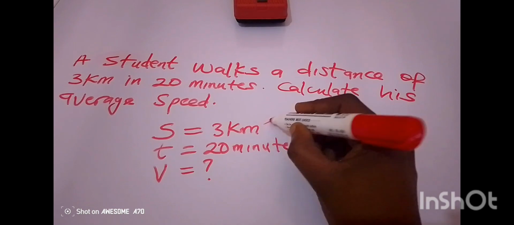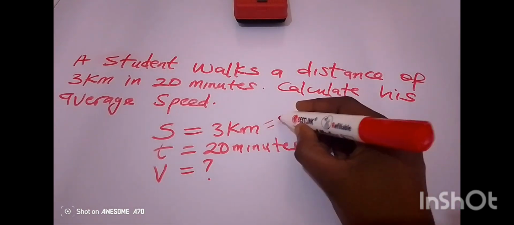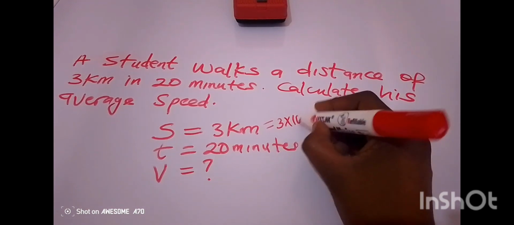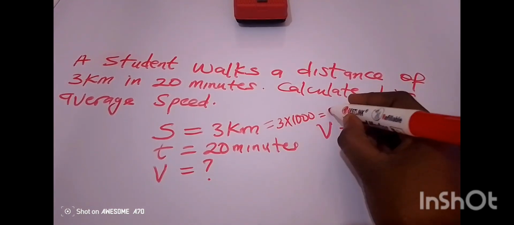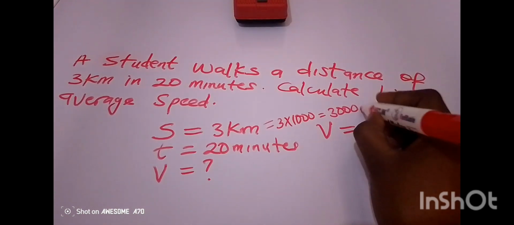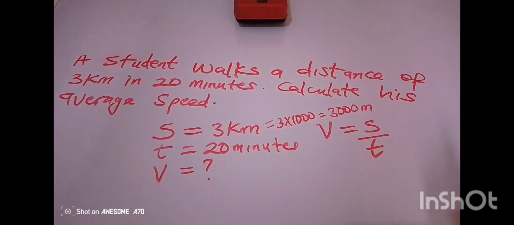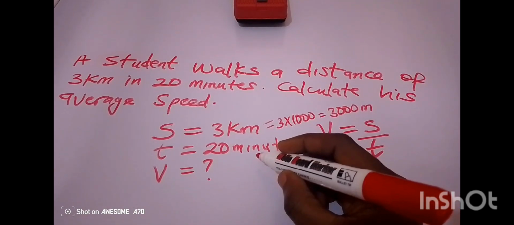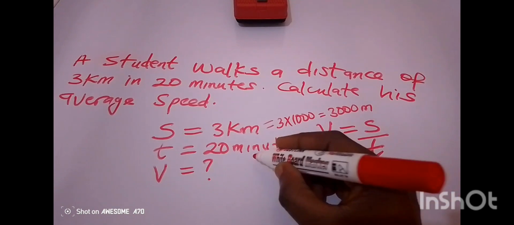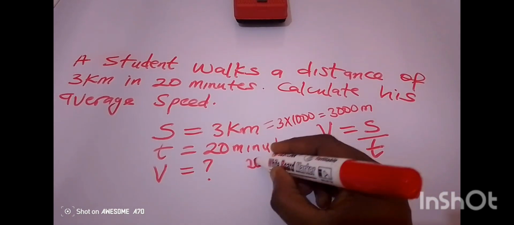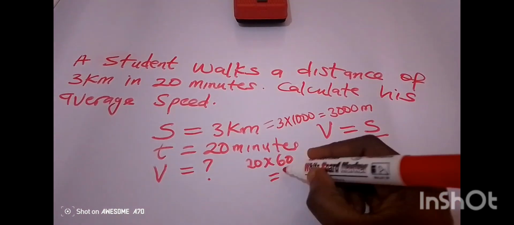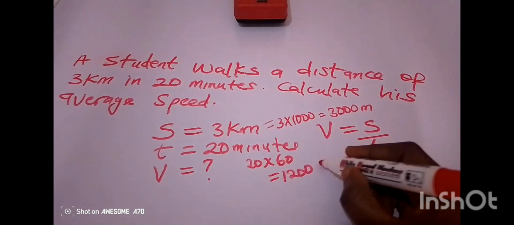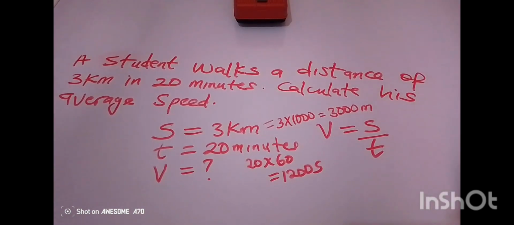So how do we convert this to meters? Since 1,000 meters make 1 kilometer, we multiply 3 by 1,000 and we have 3,000 meters. Then we look at the time. Remember, 60 seconds make 1 minute, and time is measured in seconds. So we have 20 multiplied by 60, which gives 1,200 seconds. So always convert to the SI unit, then we go and substitute our values.